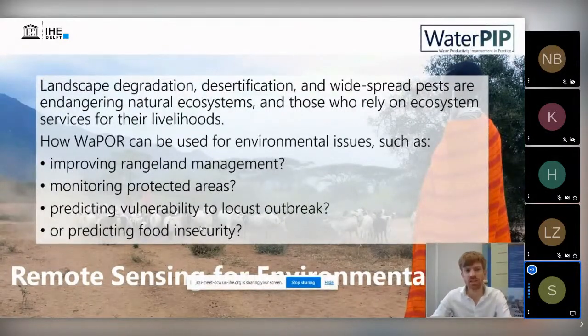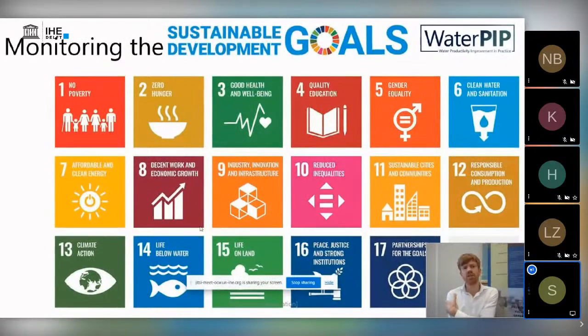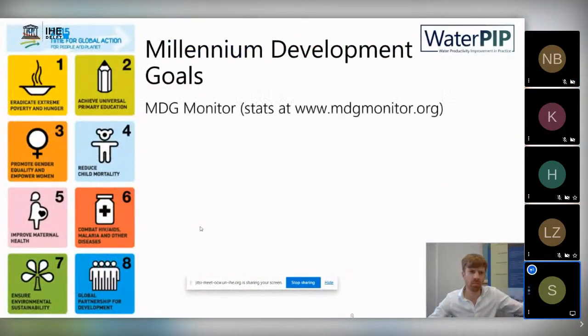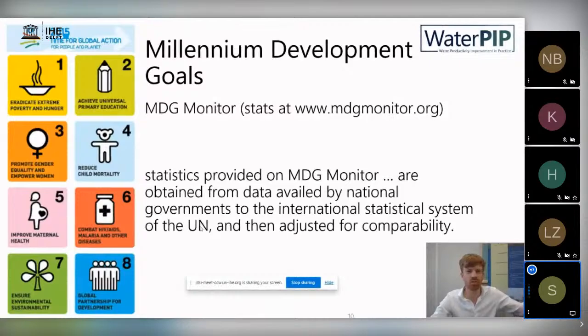Last but not least, category 4 is the monitoring of the Sustainable Development Goals. I guess you've all heard about these Sustainable Development Goals. Before that, do we remember the Millennium Development Goals? The Millennium Development Goals were identified in 2000 and ended in 2015. And they were actually monitored through this MDG monitor.